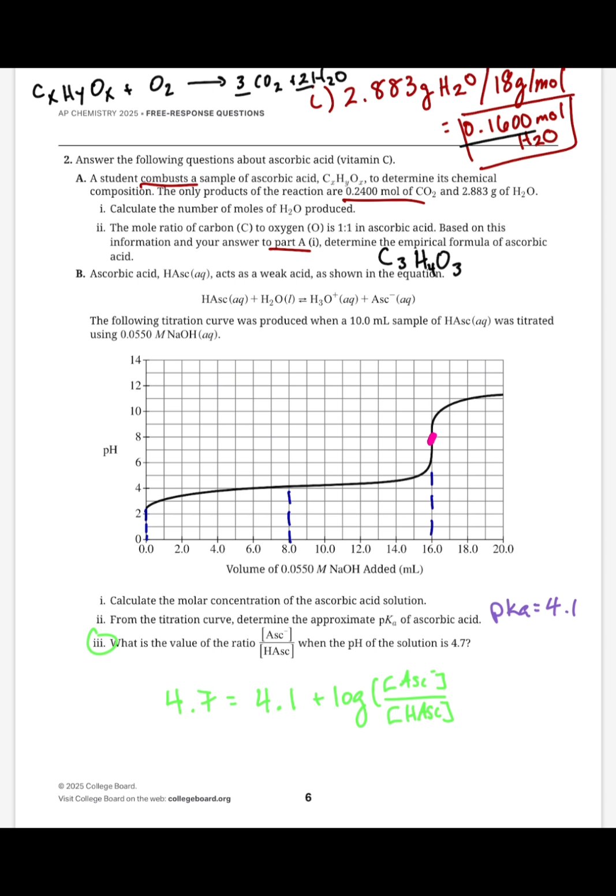It's asking us for the value of the ratio, not for the value of this whole thing here. So if we rearrange this and solve for that value, that is going to be equal to 0.6, right? But then we have to undo the log. So 10 to the power of 0.6 is going to give us our answer, and our answer is going to be 3.98. So that is the ratio value at a pH of 4.7 from this titration.